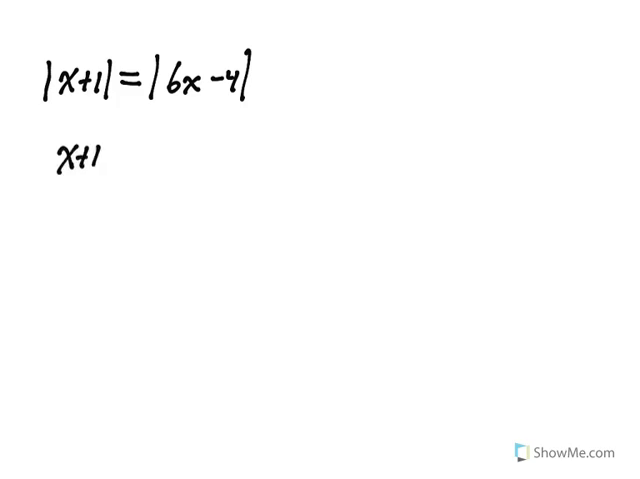Okay, so x plus 1 equals 6x minus 4, and then the other equation is going to be x plus 1 equals minus (6x minus 4). Okay, and we want to keep the 6x minus 4 in parentheses so that we can distribute the negative. We have to distribute the negative because if I just write minus 6x minus 4, then I'm not accounting for the distribution of that negative sign to the negative 4, and we don't want to do that. So we want to make sure that it's written just like this. All right, and we're going to start solving for x.